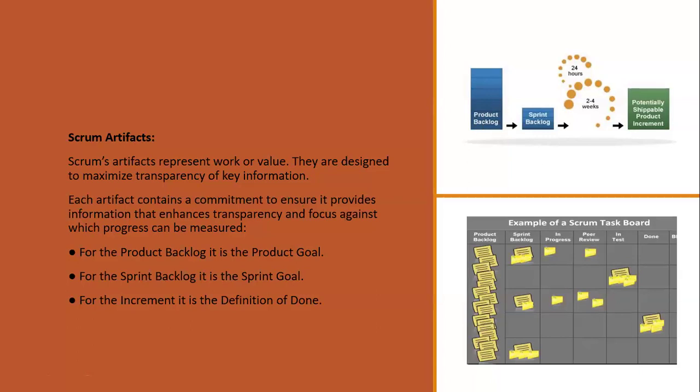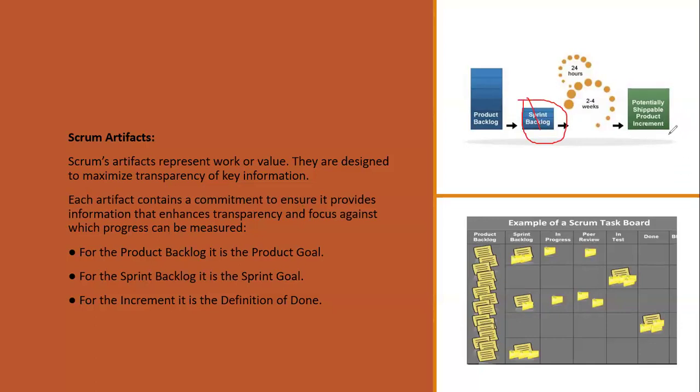Then the next artifact we have is the sprint backlog. The sprint backlog is a combination of the sprint goal, the plan to deliver the work, and the selected product backlog items. That's all that can be found in the sprint backlog.